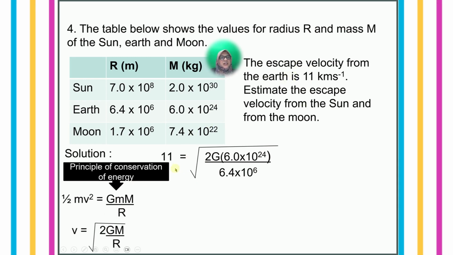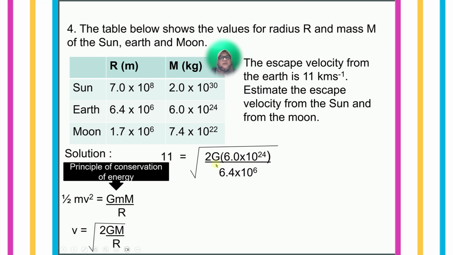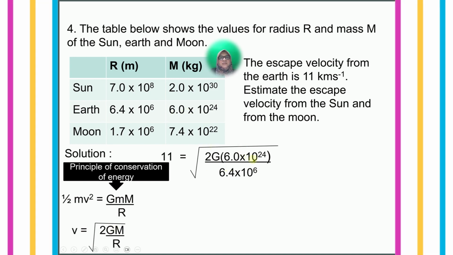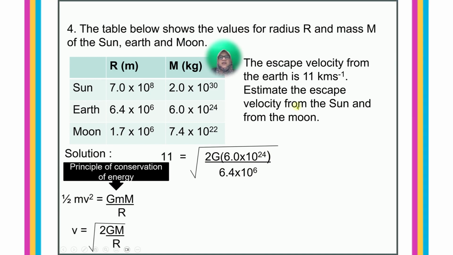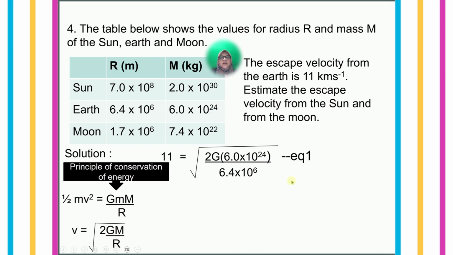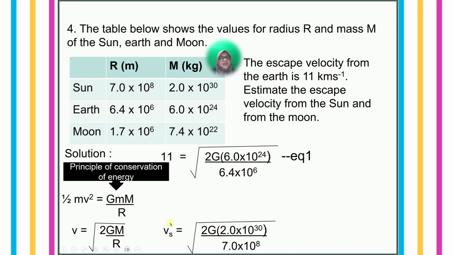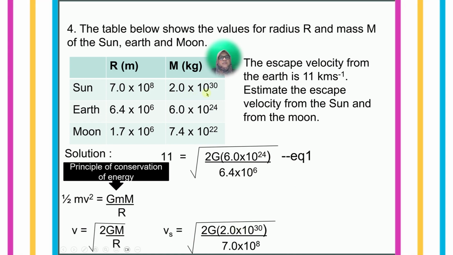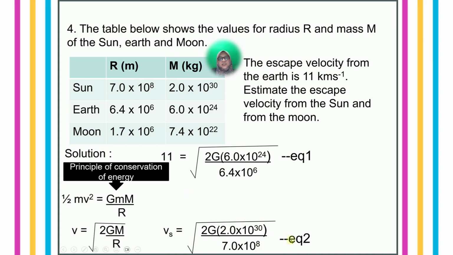Okay, so v is 11, equals the square root of 2G. Okay, refer to this formula. So the mass of the Earth, 6 times 10 to the power of 24, over the radius of the Earth, 6.4 times 10 to the power of 6. Okay, this is equation 1. For equation 2, for the Sun, so Vs is the square root of 2G, so the mass of the Sun is 2 times 10 to the power of 30 over 7 times 10 to the power of 8. So this is equation 2.